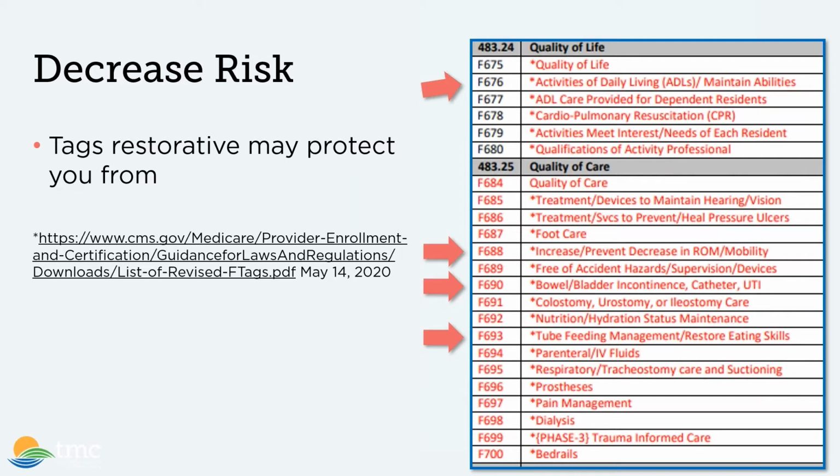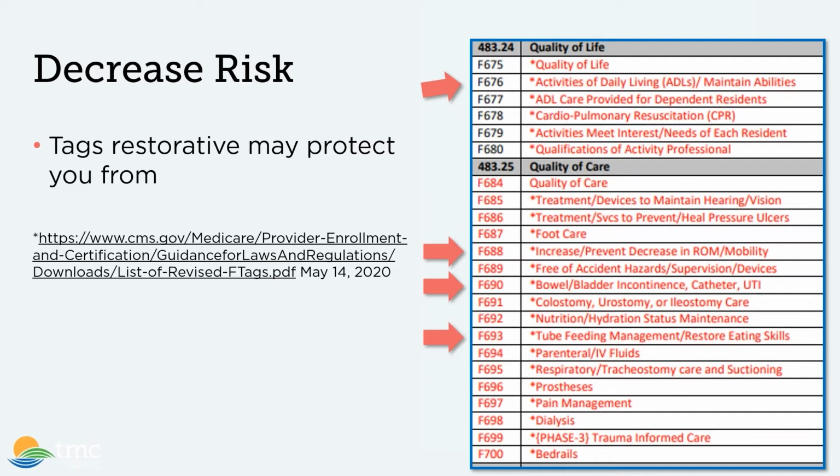Especially now, during this pandemic, you are all under review. Everything you do for your resident and all your care, everyone's looking at how are you going to get them better? How are you going to get them through this pandemic? And you're at risk for certain tags related to, let's say, activities of daily living, F676, F688, increase or prevent decrease in range of motion, mobility.